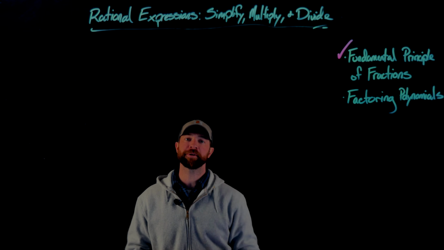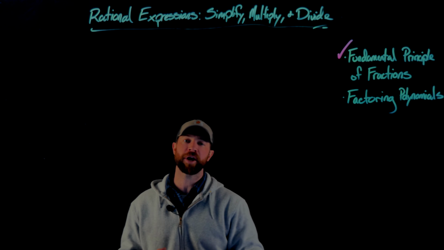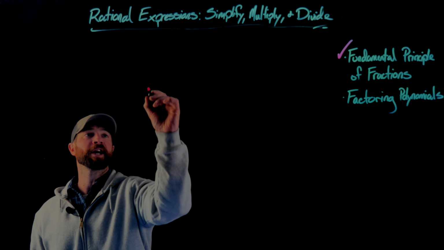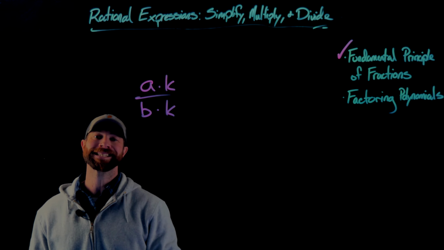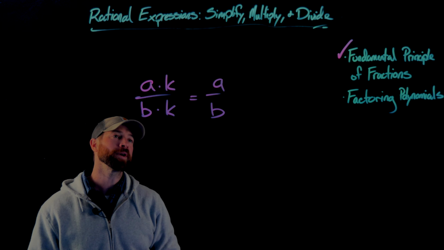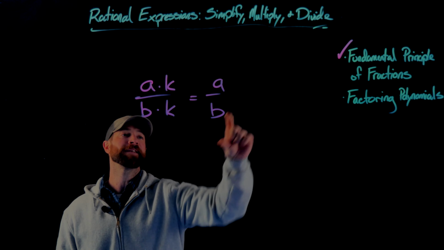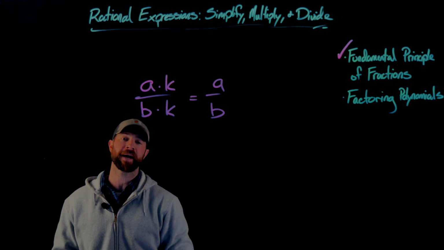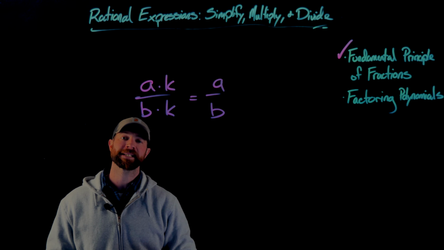The fundamental principle of fractions states that if you cancel a common factor between a numerator and denominator of a fractional expression, you obtain an equivalent expression. Generally speaking, if you have a common factor, k in this case, you can cancel that common factor and obtain an equivalent fraction. You actually can look at this going in the other direction, saying that if you take an expression and multiply the numerator and denominator by the same non-zero value, you will obtain an equivalent expression. That's a fundamental concept in this section.